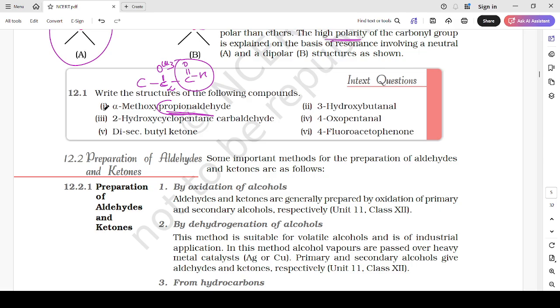Next one. 3-hydroxybutanal, 4 carbons, and it should have an aldehyde as well. 4 carbons, 1, 2, 3, 4. At the third position, there is an OH group.